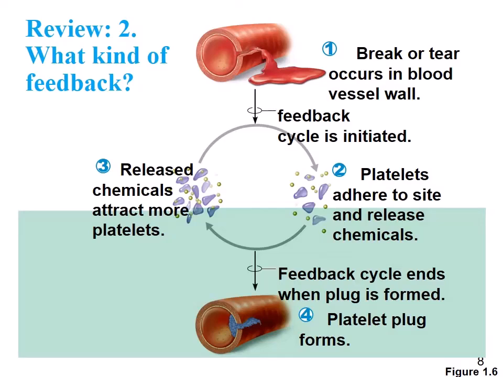So in this feedback cycle, and again, this is sort of simplified just for the sake of understanding feedback cycles more than understanding blood clotting, we have a tear in a vessel wall here, and that initiates a feedback cycle where platelets adhere to that tear and release chemicals that call more platelets to the area, that call more platelets to the area, and so on and so forth until we get a platelet plug formed. So that's going to be a positive feedback cycle.